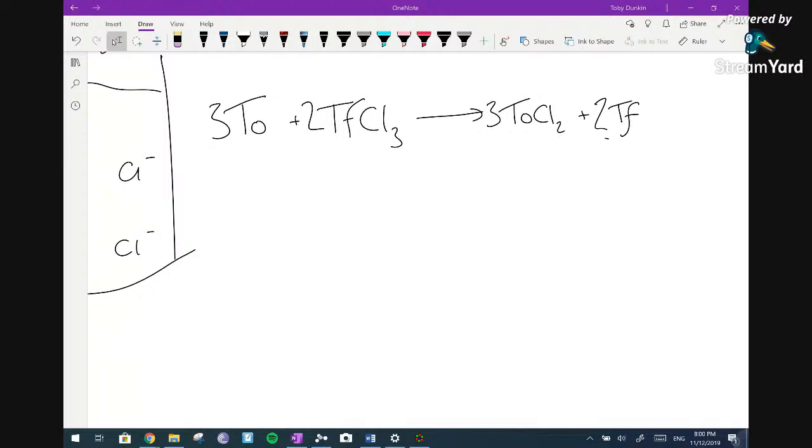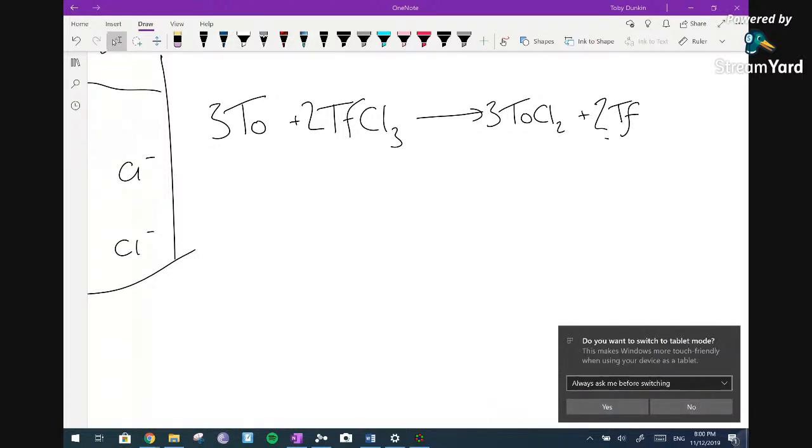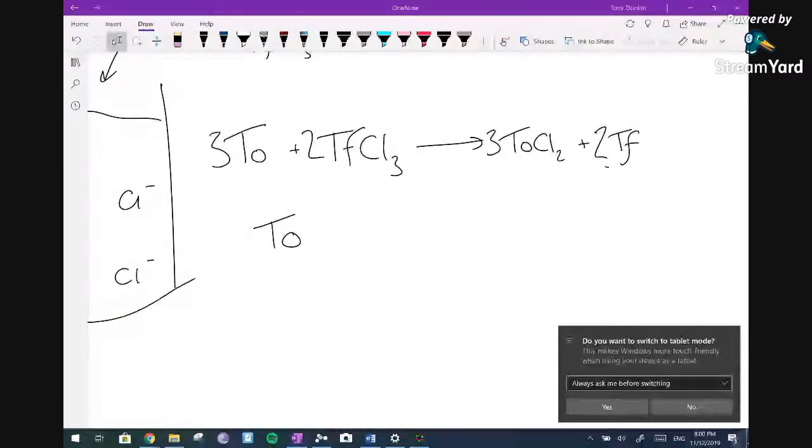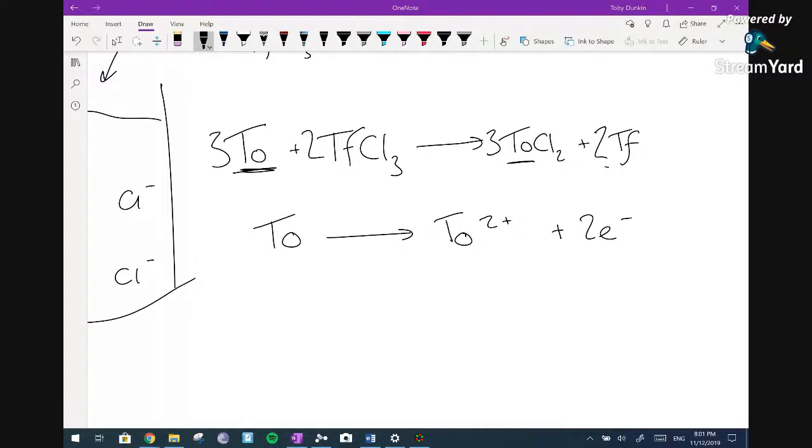What we can say is happening is this. What we can say is that the tadonium is going from TO neutral and it is becoming TO2+. It is losing 2 electrons. Now, students often say, how have you just done that? How is it that you know that that's happening?